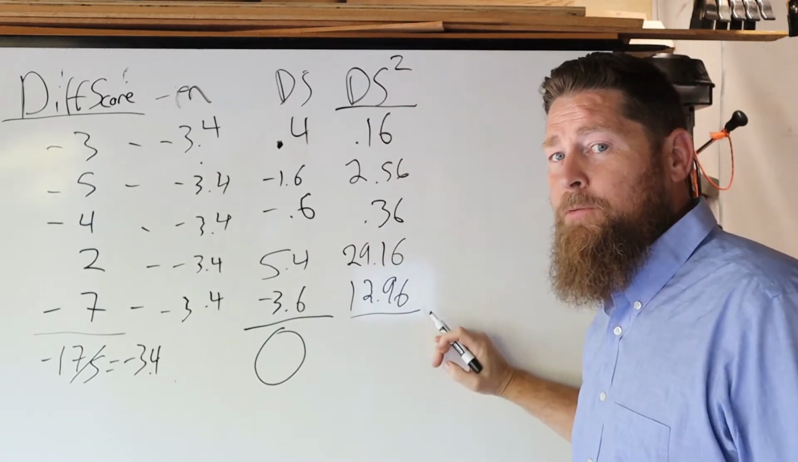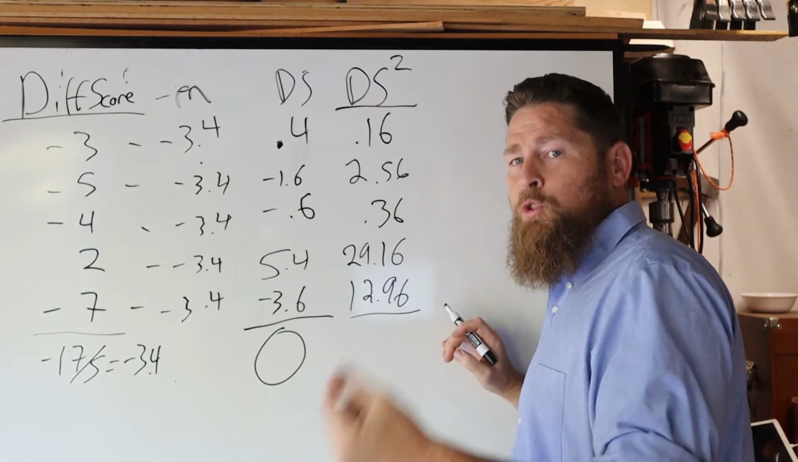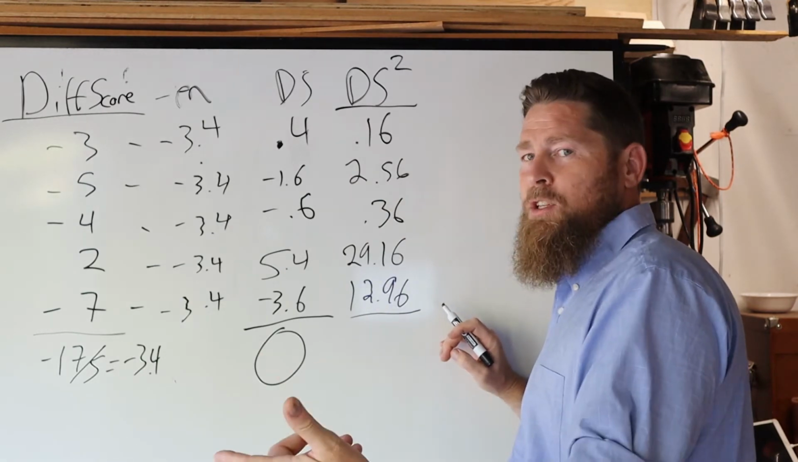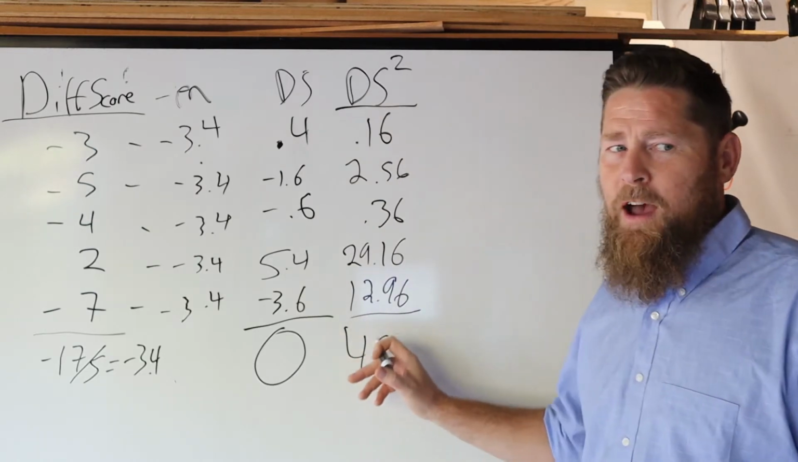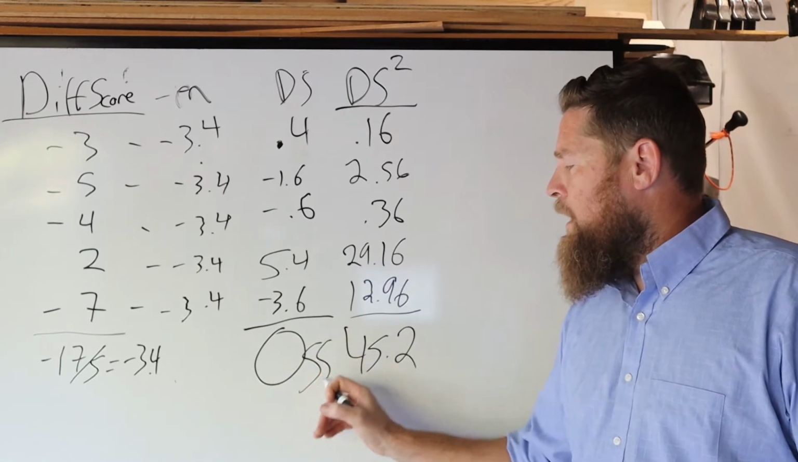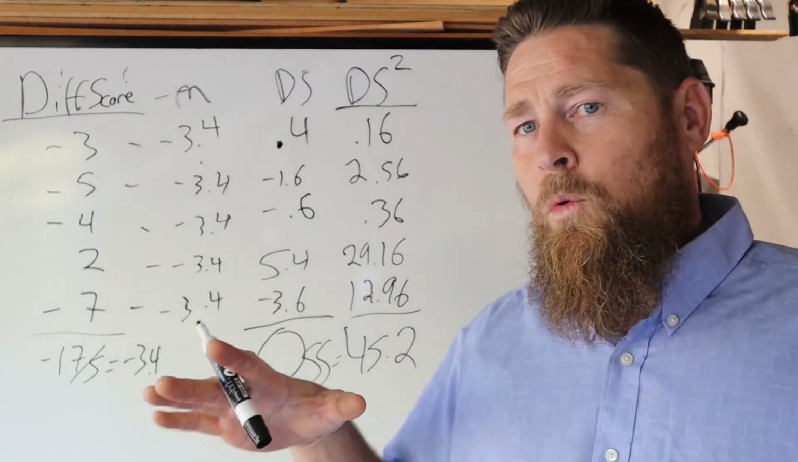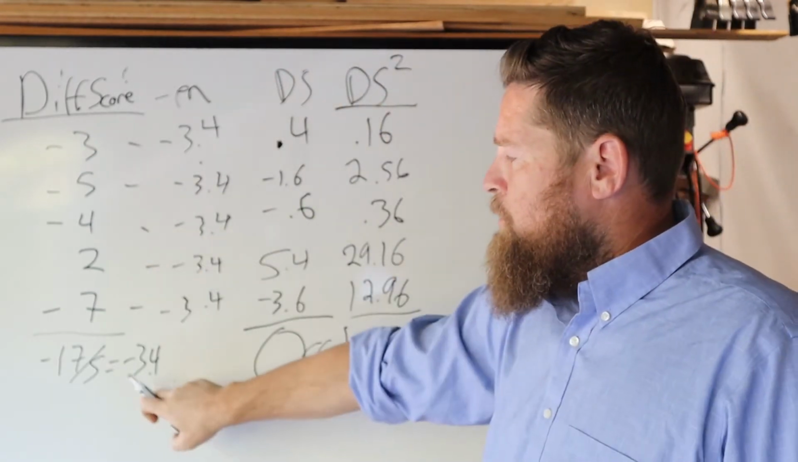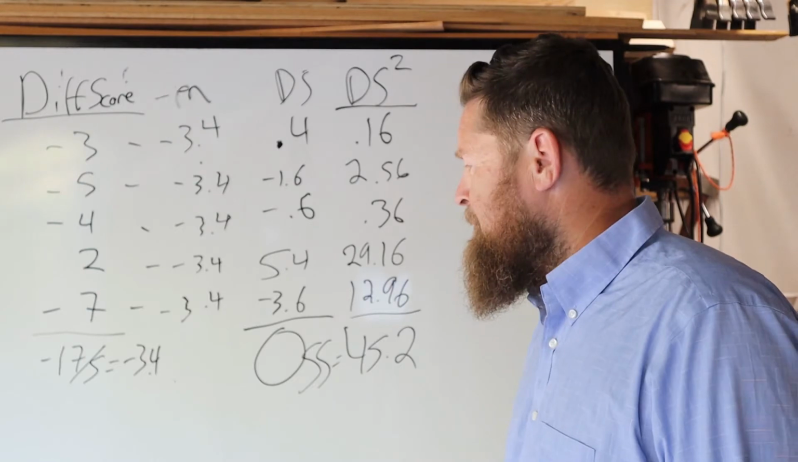Okay. Now what we're going to do is add all of these up, because when we add up the deviation scores that are squared from the mean, we get the sum of squares. Sum of squared deviations from the mean. The sum of squared deviations from the mean is 45.2. We know sum of squares is 45.2. That's all we need. We don't even need this anymore. We'll keep that in mind, that negative 3.4. That's going to come in handy here in a second.